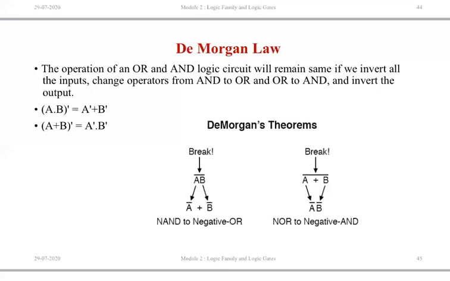And A plus B, the whole bar, works both ways. Here there was a bracket with a whole bar, the whole complement. A plus B the whole bar is A bar into B bar. And if AB is ANDing, the whole bar becomes ORing and the complement of it. So this is my De Morgan's law, which we will be using.